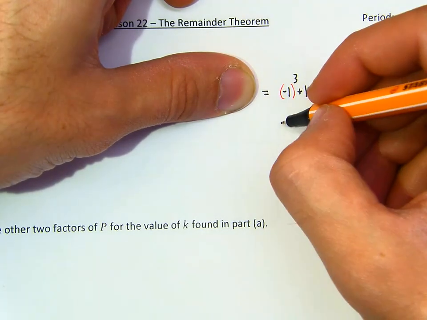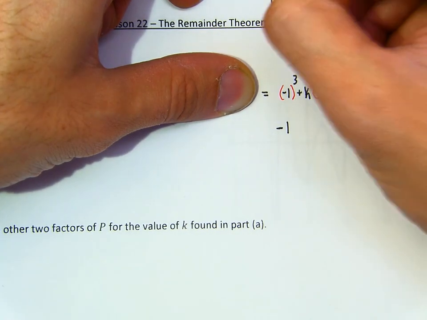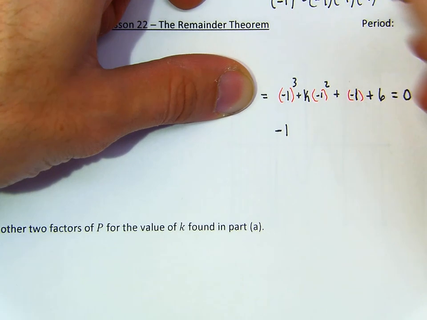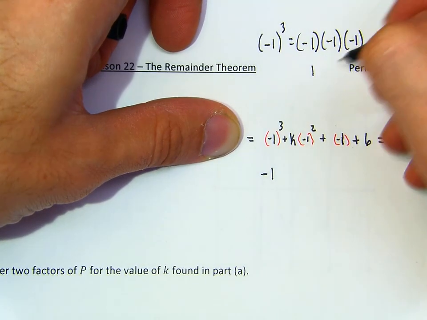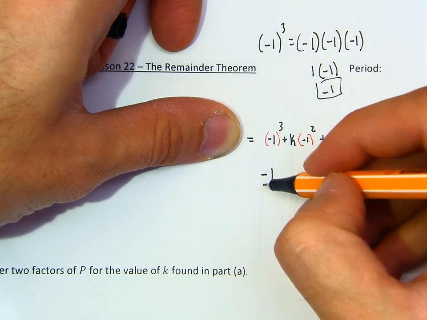Let's say you pause the video and you want to go through it. Negative 1 cubed is equal to negative 1. Why? Because negative 1 cubed is negative 1 times negative 1 times negative 1, right? And then what's negative 1 times negative 1? Positive 1. What's positive 1 times negative 1? Negative 1. Okay, so this is negative 1.